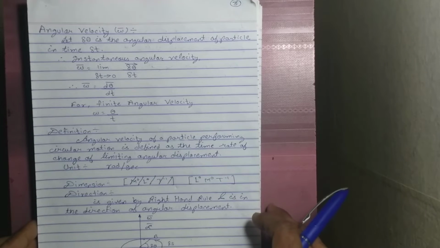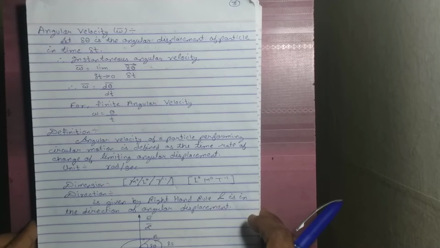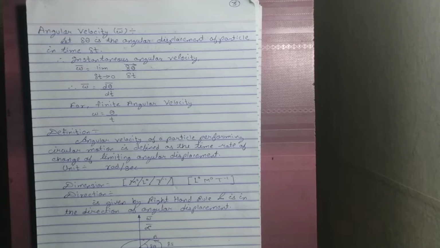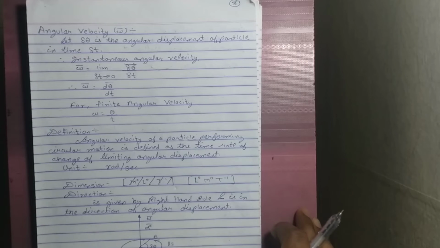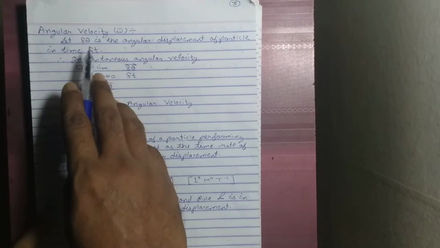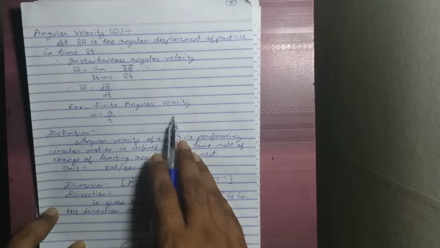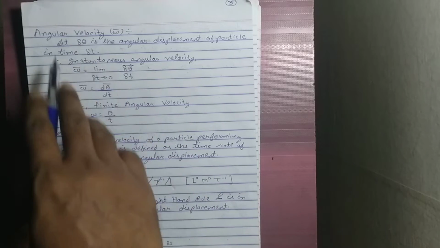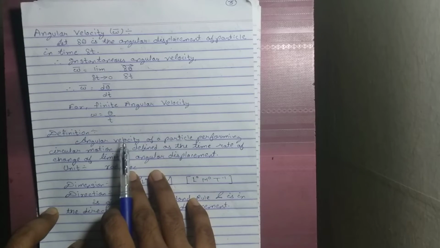Let us continue the remaining two properties of circular motion. In the last lecture, we have seen the definition of radius vector and angular displacement. Today, we will study two more properties of circular motion. The third one is what? Angular velocity. Let us understand what will be the definition of angular velocity.